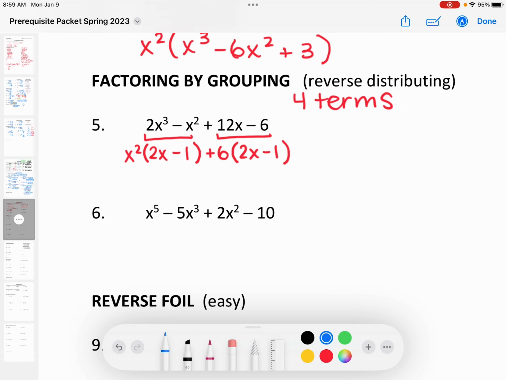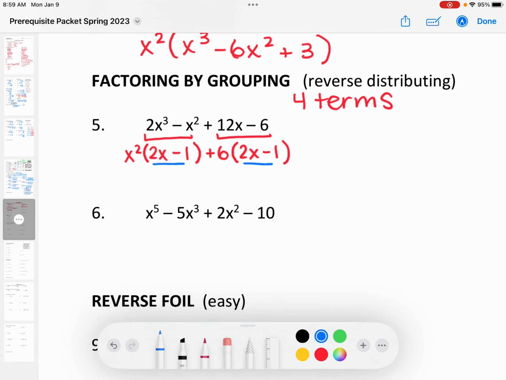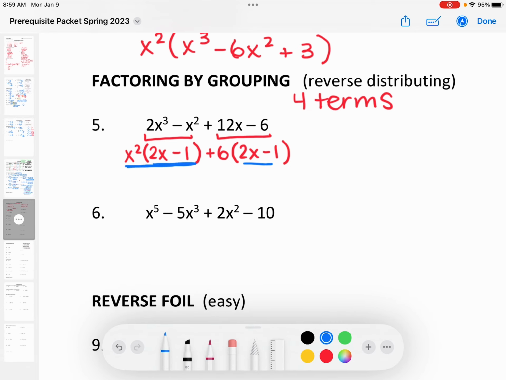And these are always set up so that you'll see that nice matching factor right there, because the final step is where we look at these as 2 separate pieces and we think, what could I factor out of both of those? Well, I could factor out what they have in common, which is the 2x minus 1. And what would I be left with? I'd be left with an x squared from the first guy and a 6 from the second guy. And that would be my final answer.